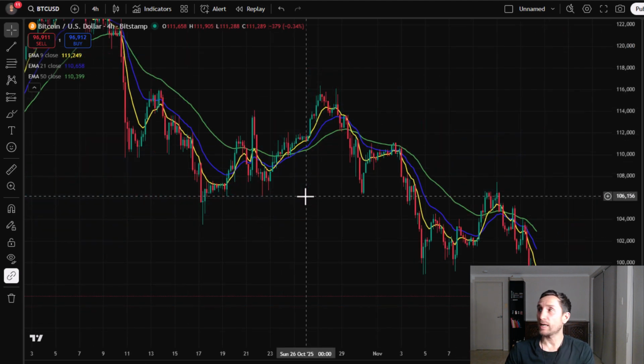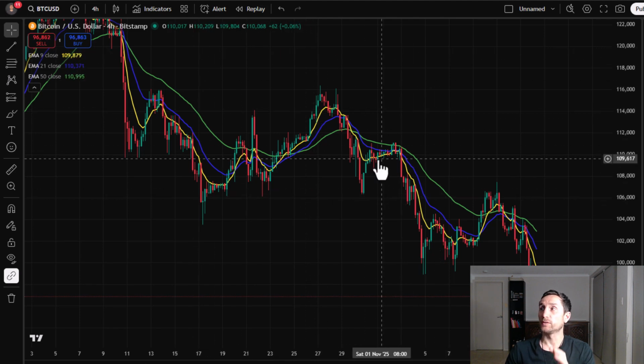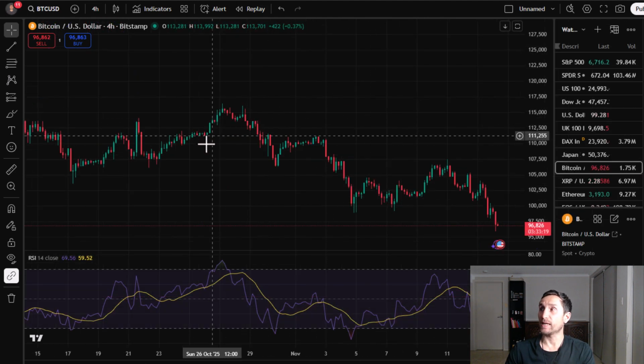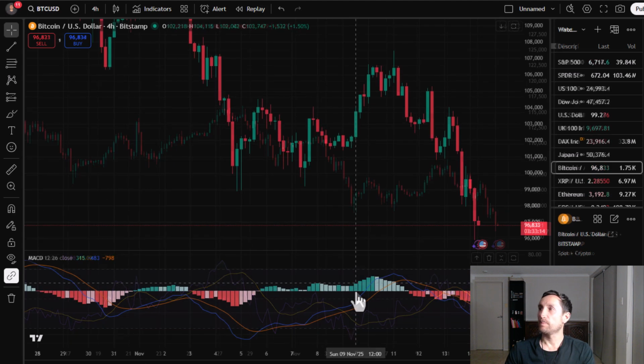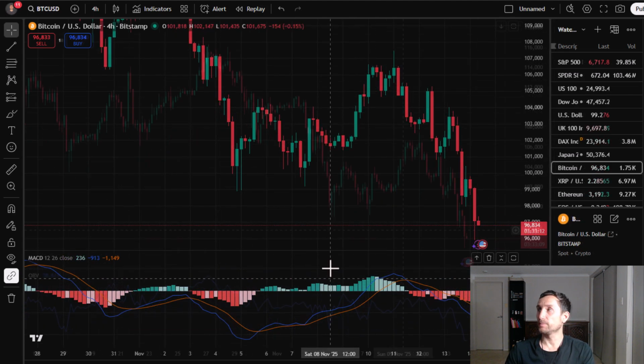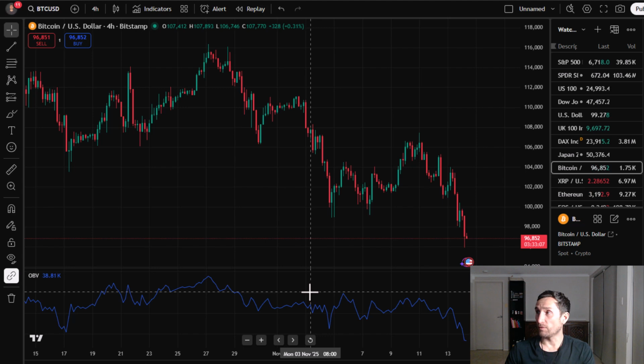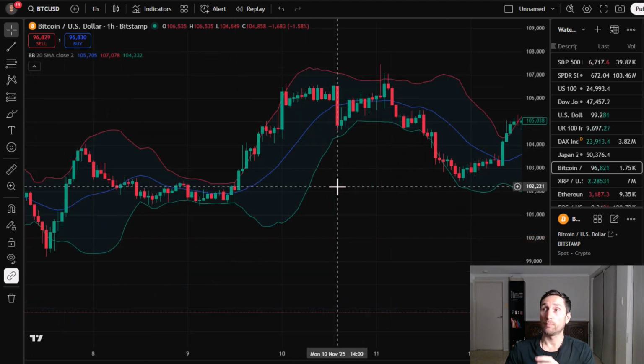Okay, those are the top 5 indicators I recommend mastering. The moving average for trend, RSI for momentum, MACD for confirmation, OBV for volume strength, and Bollinger Bands for volatility. If you understand these 5 tools, you can read charts more clearly than most beginner traders.